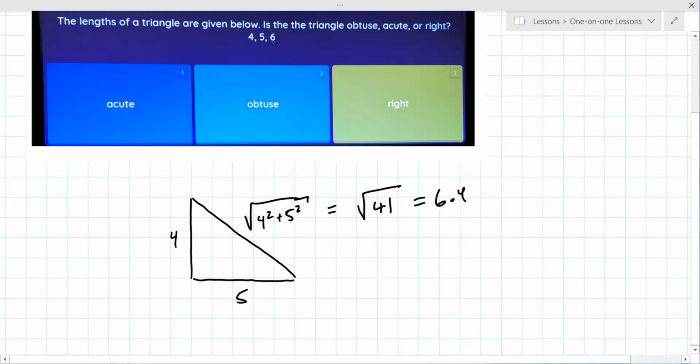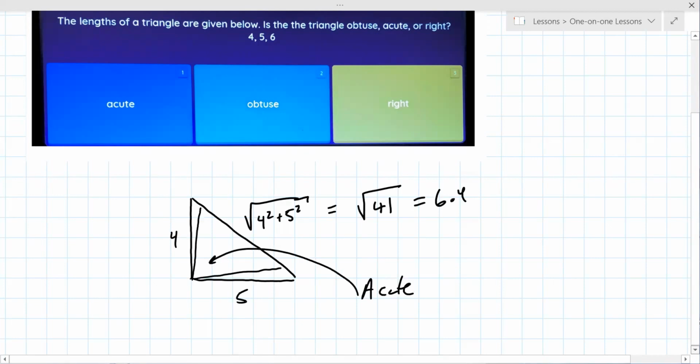So the 6 is actually smaller than this length. Do you agree with that? Yes. Okay. So the idea here is that to make this work, you'd have to bring the 4 kind of in and the 5 kind of in to get to the 6, and then all of a sudden this is an acute triangle.